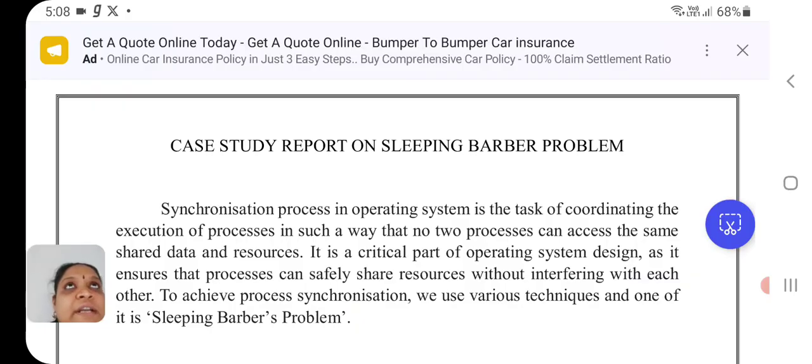It is a critical part of the operating system to decide what to do, as it has to ensure that processes can safely share resources without interfering with each other. We should not disturb each other. To achieve process synchronization, various techniques can be used. One of the techniques is called the sleeping barber problem.